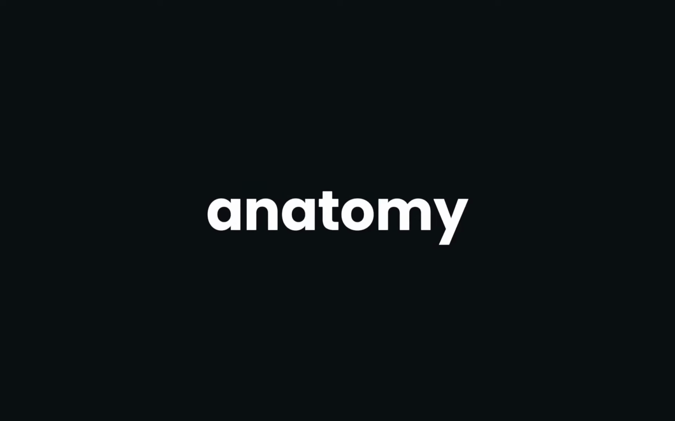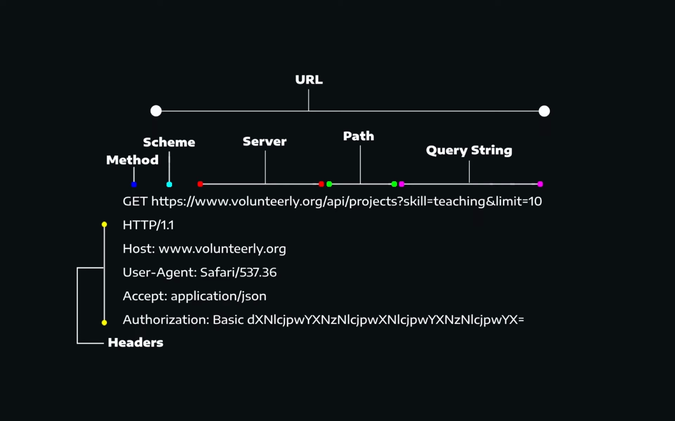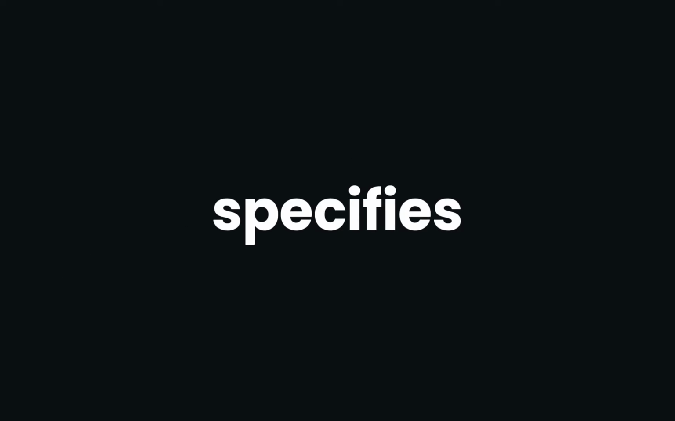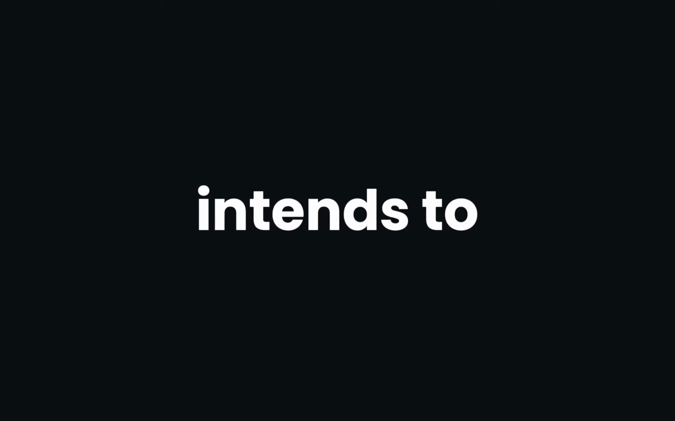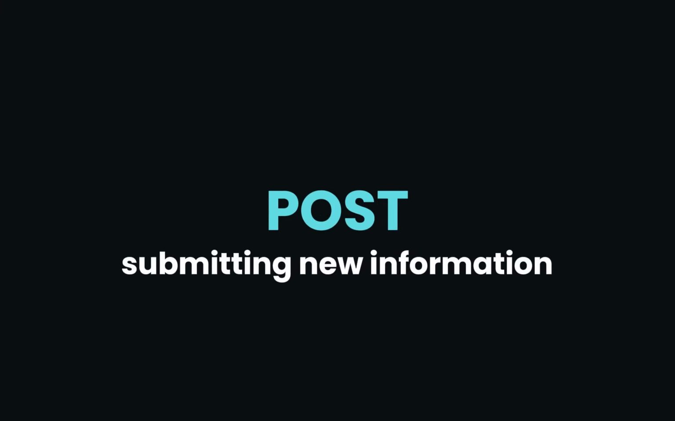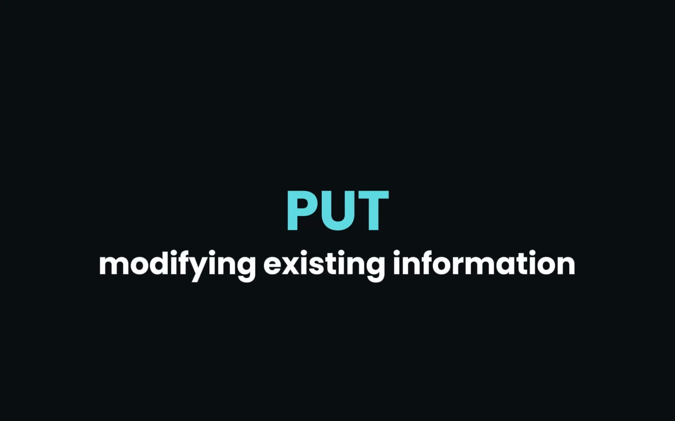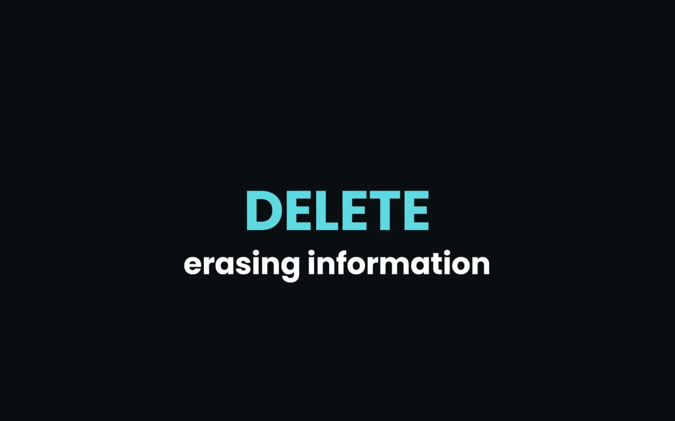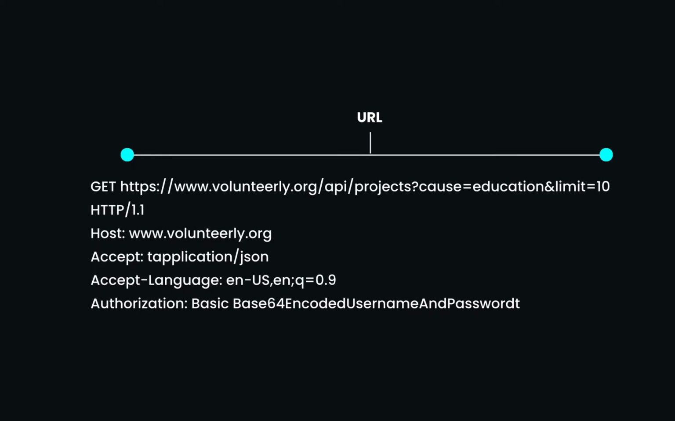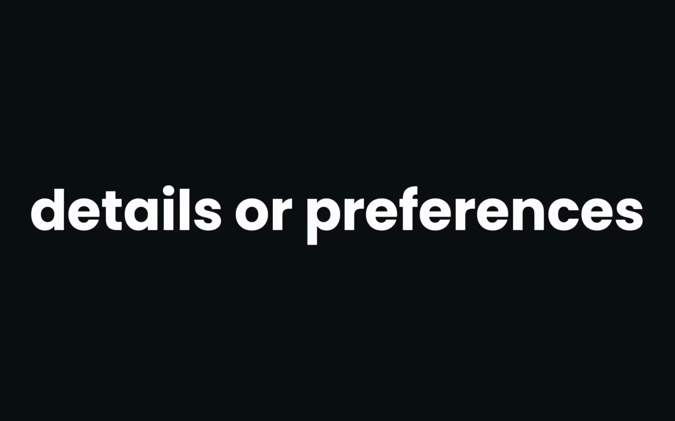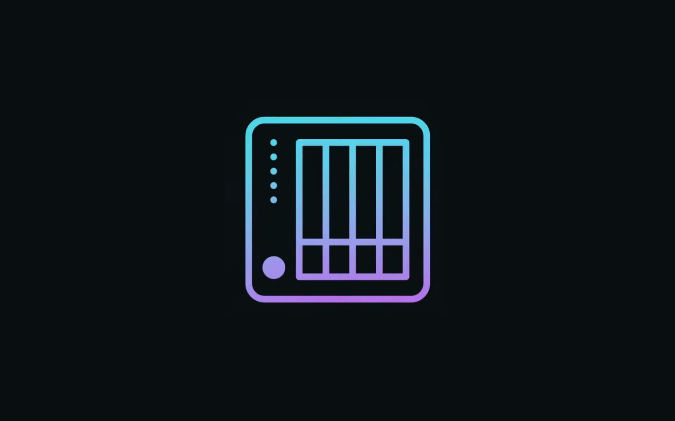Now, here's the anatomy of an HTTP request. Method specifies the action your device intends to perform, such as GET, retrieving information; POST, submitting new information; PUT, modifying existing information; DELETE, erasing information. The URL of the resource being requested, headers specifying additional details or preferences, and optionally a message body containing data to be sent to the server.